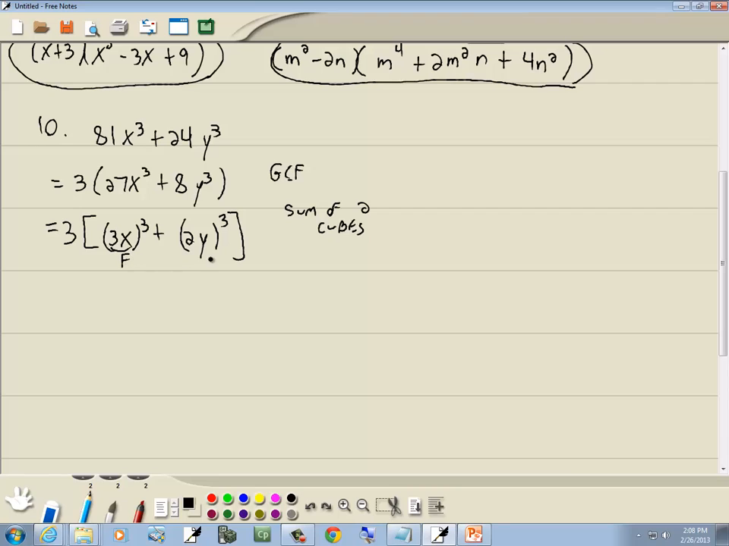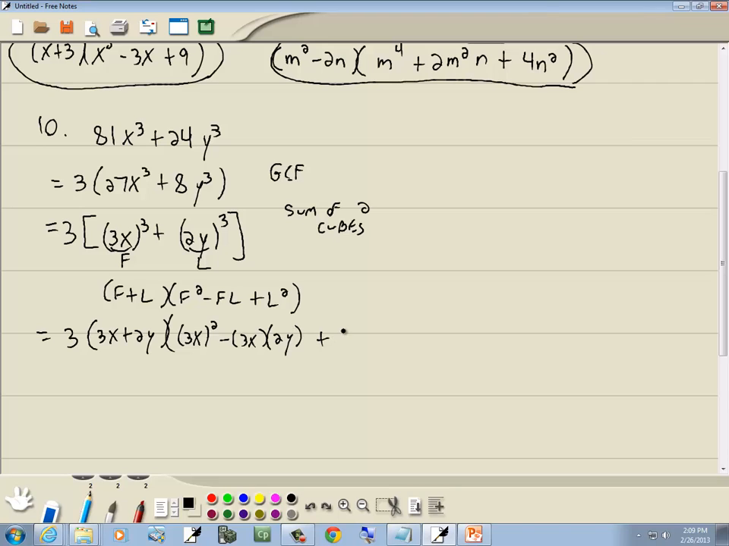So I'll label that as f. What's my first set of parentheses? I'll label that as L. What's my last? And the sum of two cubes formula was f plus L times f squared minus fL plus L squared. 3 carries down. And now everywhere I have an f, I'll plug in 3x. And everywhere I have an L, I'll plug in 2y. So we got 3x plus 2y. And then we got 3x second power minus 3x times 2y plus 2y to the second power.